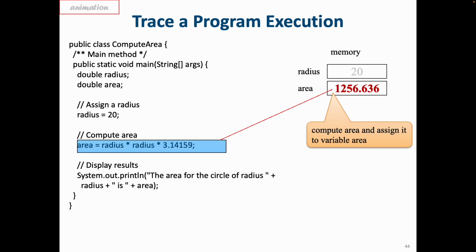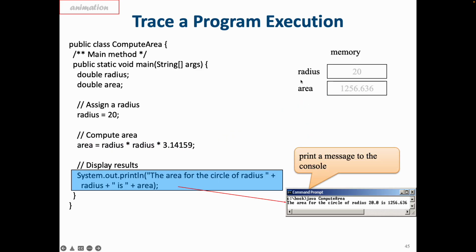And then for the area, we first do the calculation. We read the data from the memory, radius 20 times 20 times pi, and then the result will be written in the memory for the area variable. And then, well, basically we will print the area for the circle of radius, and then the radius, we will get it from the memory again, is 20, is the area. We will also get it from the memory, and we will see a code like this. All right. Do you have any questions so far?